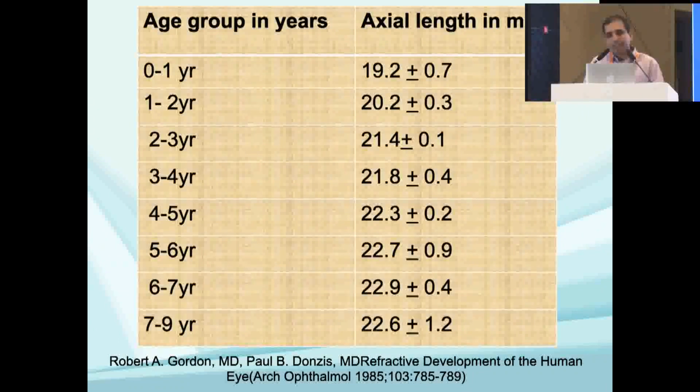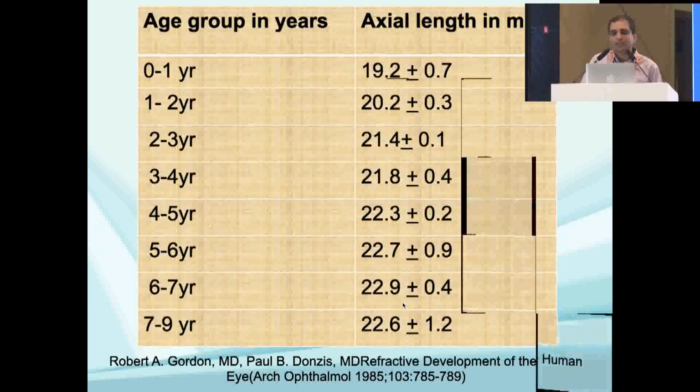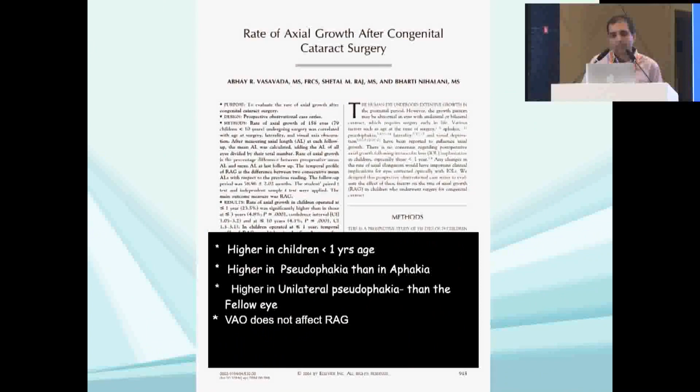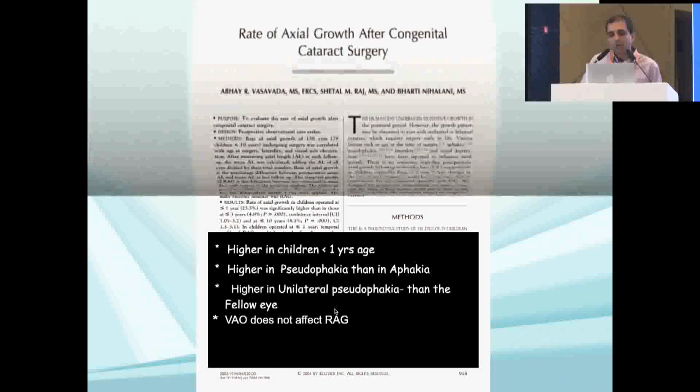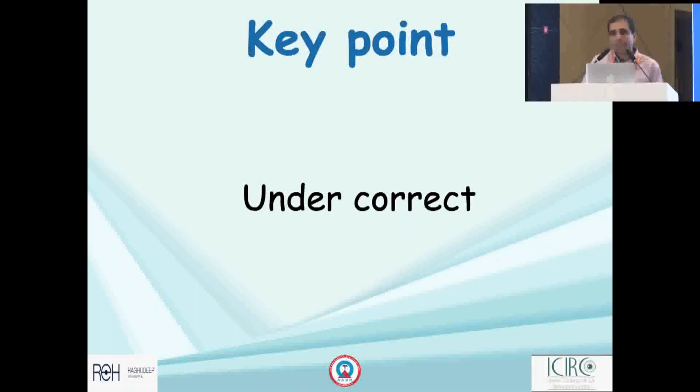There are, once again, like keratometry, normative databases to suggest in a normal eye what would be the growing pattern, but however these are meant for normal eyes, and a cataract eye may behave quite differently than a normal child growing eye. The rate of axial length growth we found in our study was higher in children less than 1 year of age, and it was higher in pseudophakic eyes compared to aphakic eyes, and more so in unilateral pseudophakia, which means if a child has a unilateral cataract, that eye is likely to grow much, much faster and much longer compared to a normal eye, the fellow eye which doesn't have cataract.